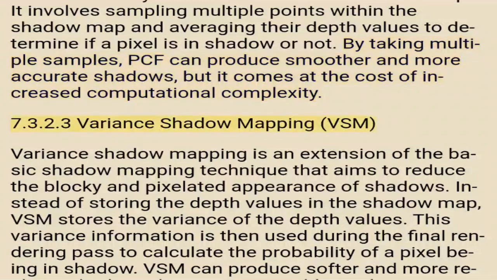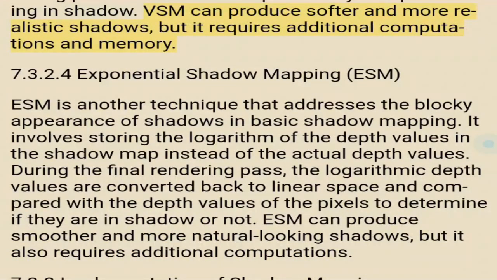7.3.2.3 Variance Shadow Mapping (VSM). Variance shadow mapping is an extension of the basic shadow mapping technique that aims to reduce the blocky and pixelated appearance of shadows. Instead of storing the depth values in the shadow map, VSM stores the variance of the depth values. This variance information is then used during the final rendering pass to calculate the probability of a pixel being in shadow. VSM can produce softer and more realistic shadows, but it requires additional computations and memory.